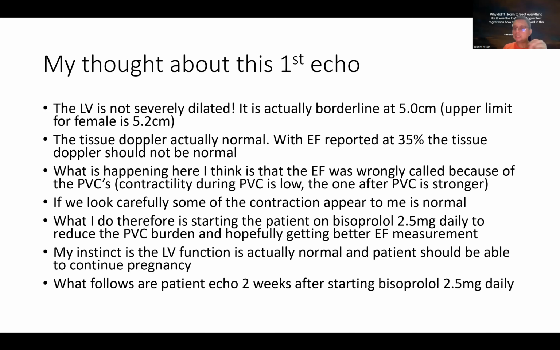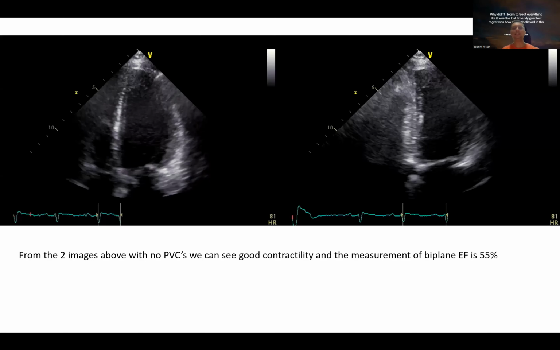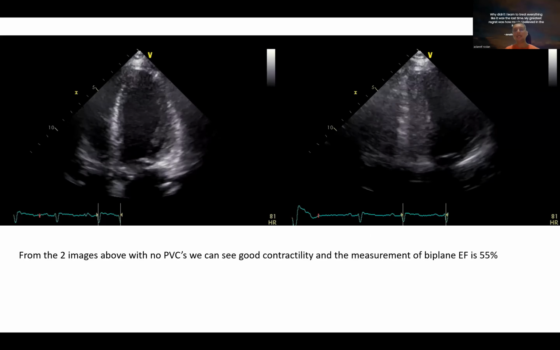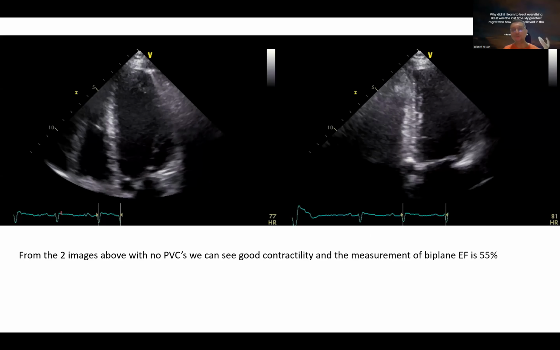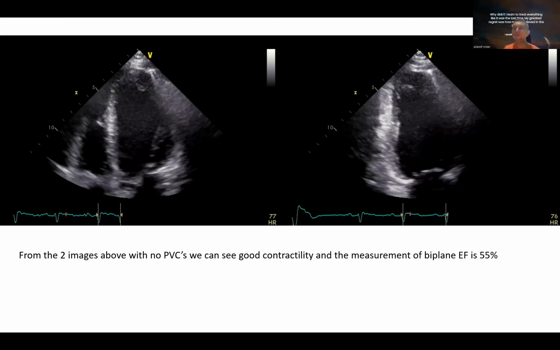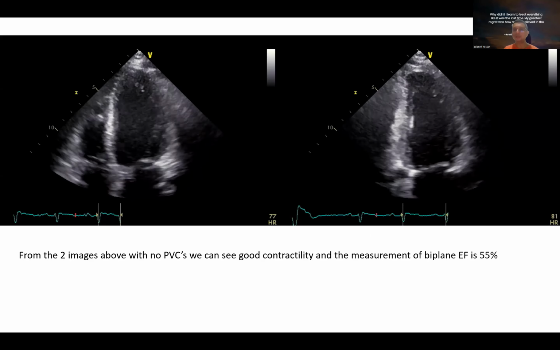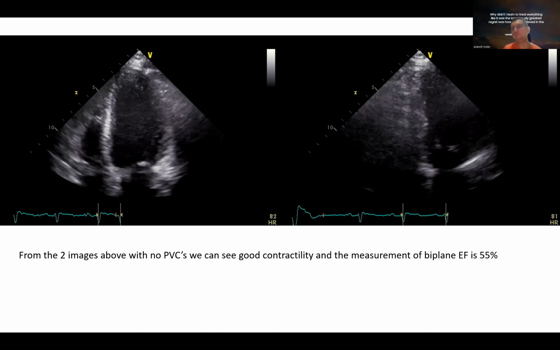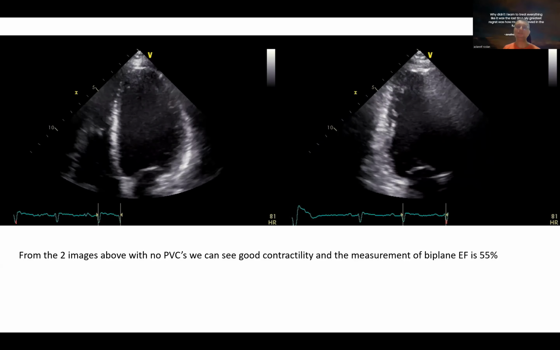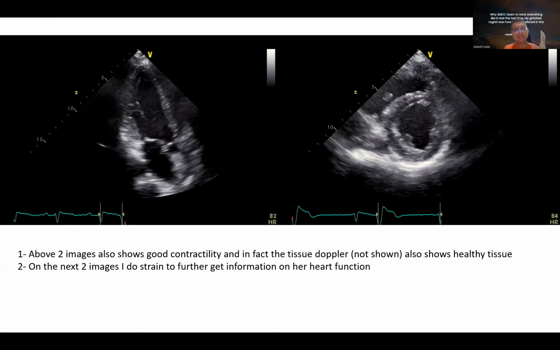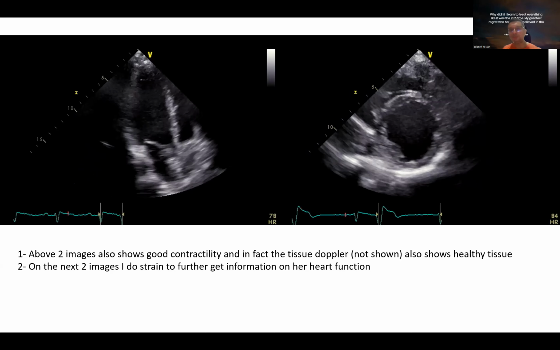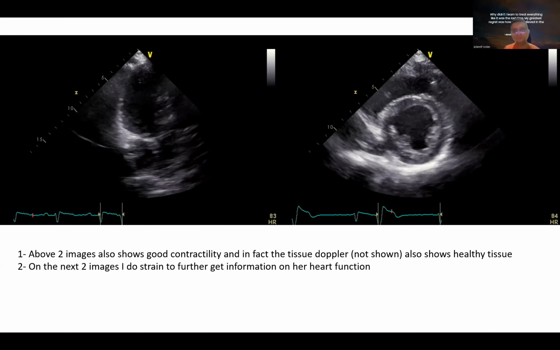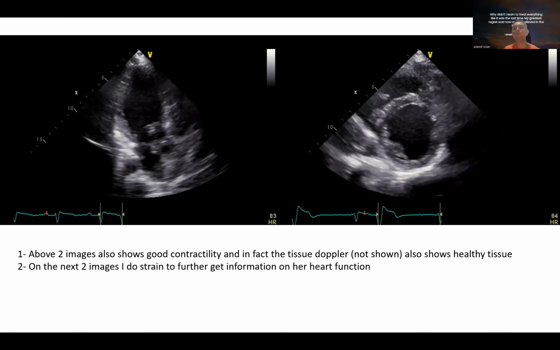Now, after I started the bisoprolol 2.5 milligram daily, I repeated the echo 2 weeks after starting bisoprolol. All right. And lo and behold, if you look here, there are no longer very frequent PVCs. And when we calculate the ejection fraction, it is actually normal at 55%, not 35%. We go on to the apical long axis view and short axis view. Again, we can see that when there is no PVC, the contractility is normal.